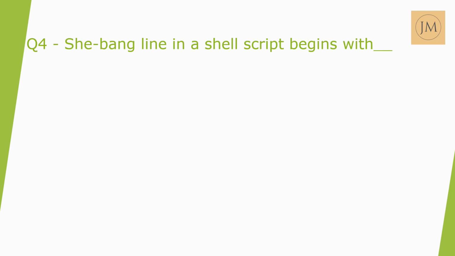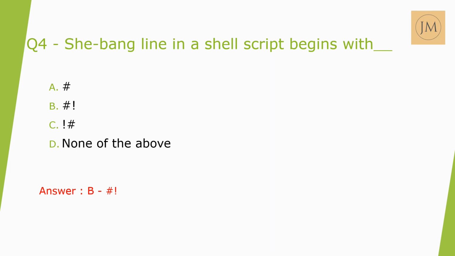So the fourth question is shebang line in a shell script begins with dash what, right? So we have four options: A, hash, B, hash exclamation, C, exclamation hash, D, none of the above. So it begins with B, hash exclamation, right?